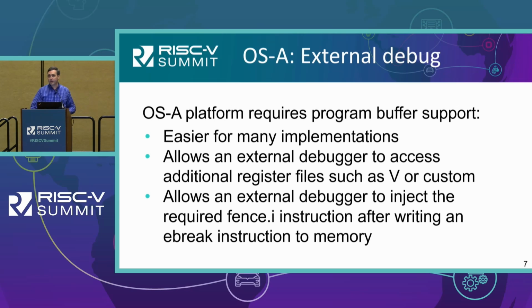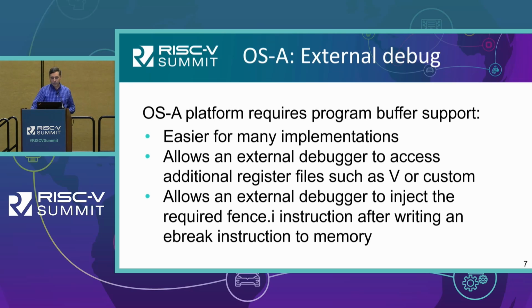For one thing, that's easier for many implementations. Simple implementations can easily access a bank of 32 integer registers. Out-of-order implementations that do register renaming can't just take a register address and directly access it, because they have to go through the rename logic to know which physical register corresponds to which architectural register that the debugger is trying to access. But executing instructions naturally goes through that rename logic.